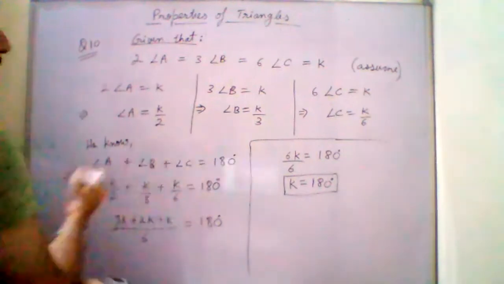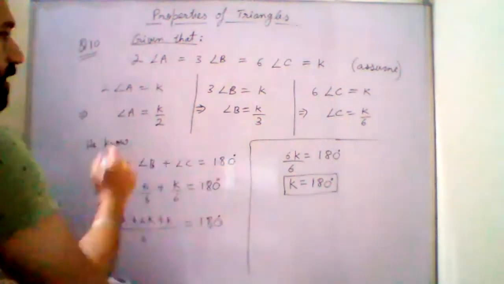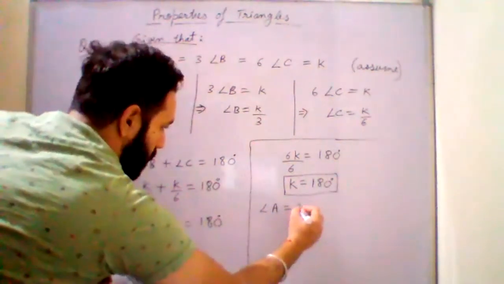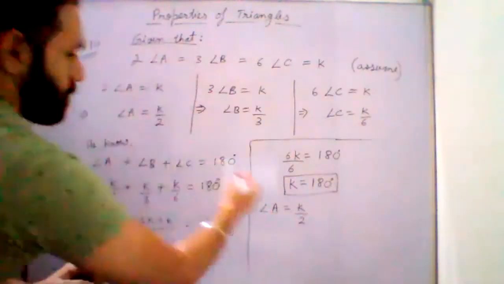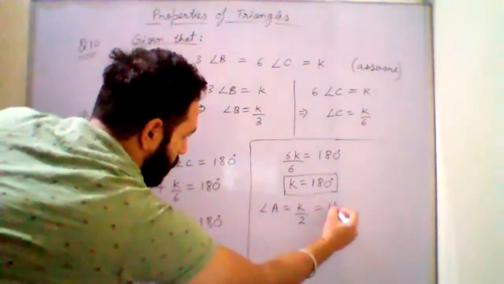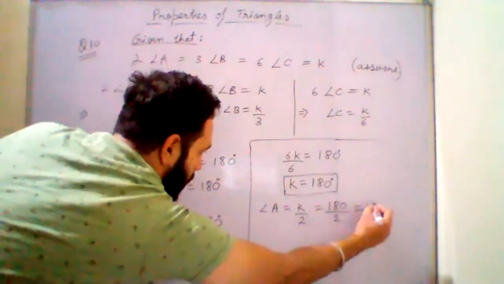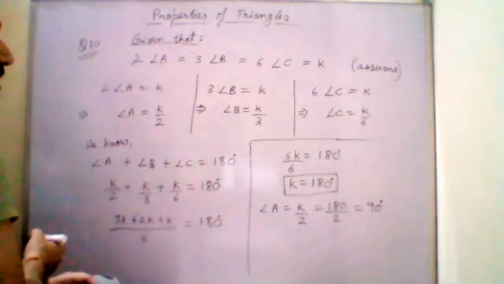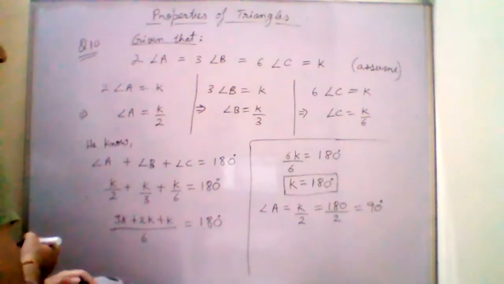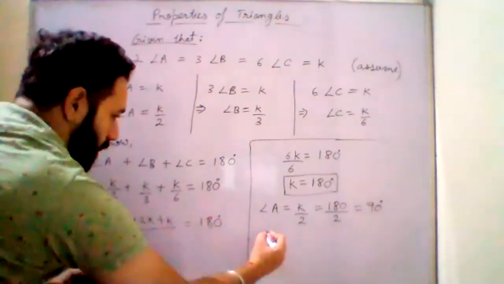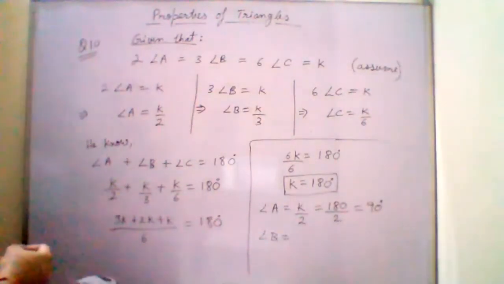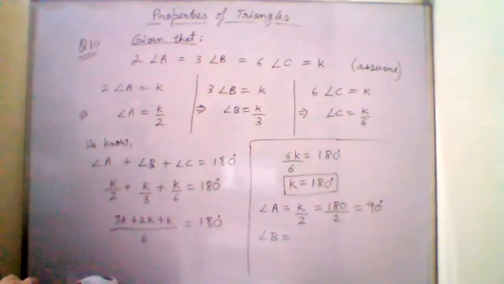Now we have found the value of K. We will use this value of K to find all three angles. Angle A is equal to K upon 2. So what is the measure of angle A? 180 upon 2, that is 90 degrees. Angle A is equal to 90 degrees. Similarly, you all will find angle B and angle C also. Find all three angles. Have you all understood? Yes, sir, understood.